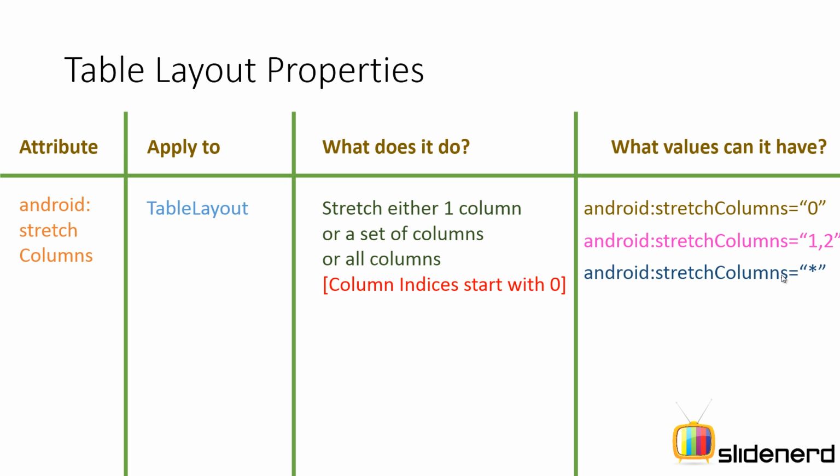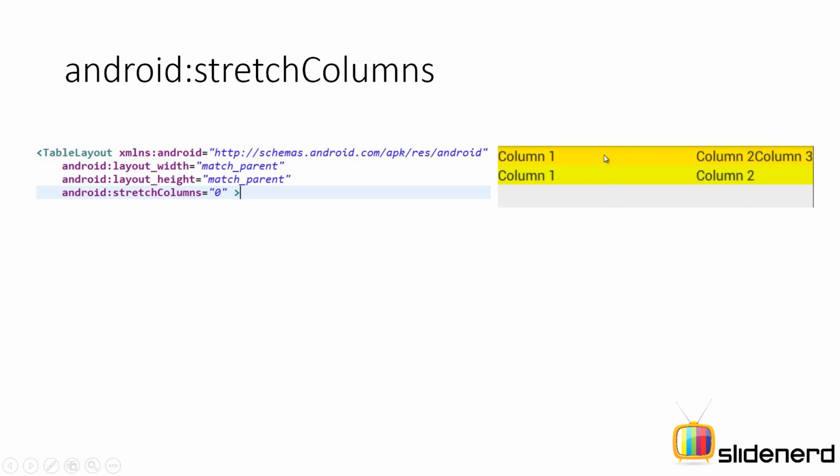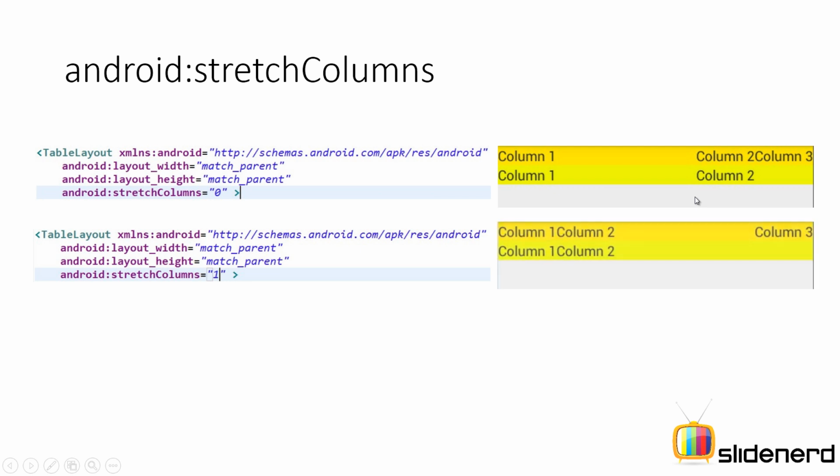Now let's see how this looks. I have the code something like this. I say android:stretchColumns is 0. As you guys can notice over here, my first column, which is column 1, gets stretched, and column 2 and column 3 just take up as much space as the content inside. And then when I say stretchColumns equals 1, you can see that my second column, which is column number 2, gets stretched. Now remember, this is index number 0, this is index number 1, this is index number 2, and so on, right?